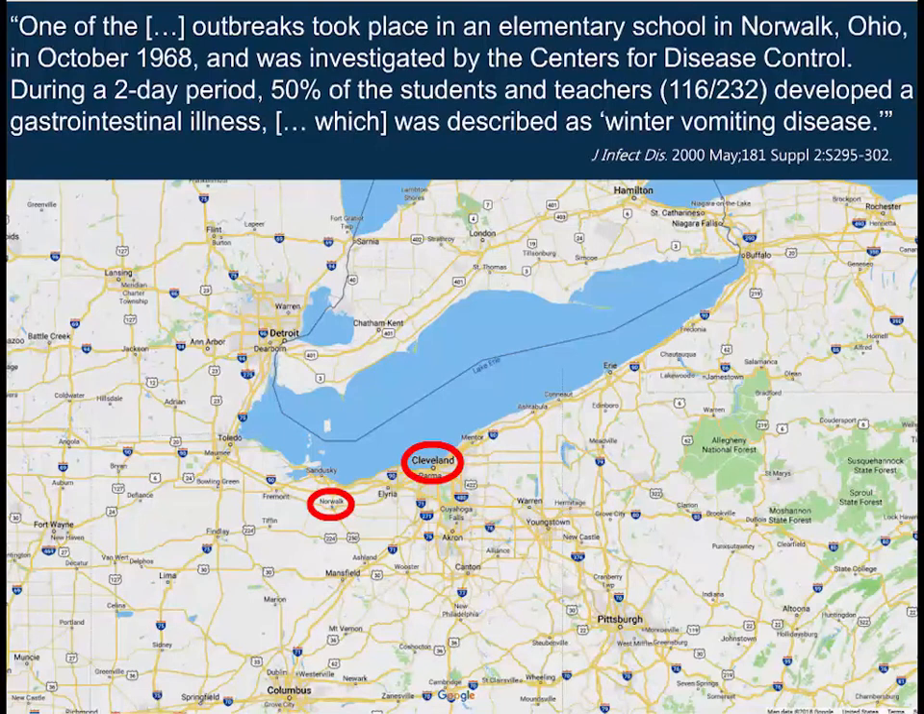Norovirus is maybe not dear to my heart, but is near to me because it was originally called the Norwalk agent, and Norwalk is a short hour drive from where I am currently in Cleveland. This quote at the top of the page is from a journal article. It says, one of the outbreaks of the Norwalk agent, now called norovirus, took place in an elementary school in Norwalk, Ohio, in October of '68, and it was investigated by the CDC. During that 2-day period, half of the students and teachers developed a gastrointestinal illness, which was described as winter vomiting disease.